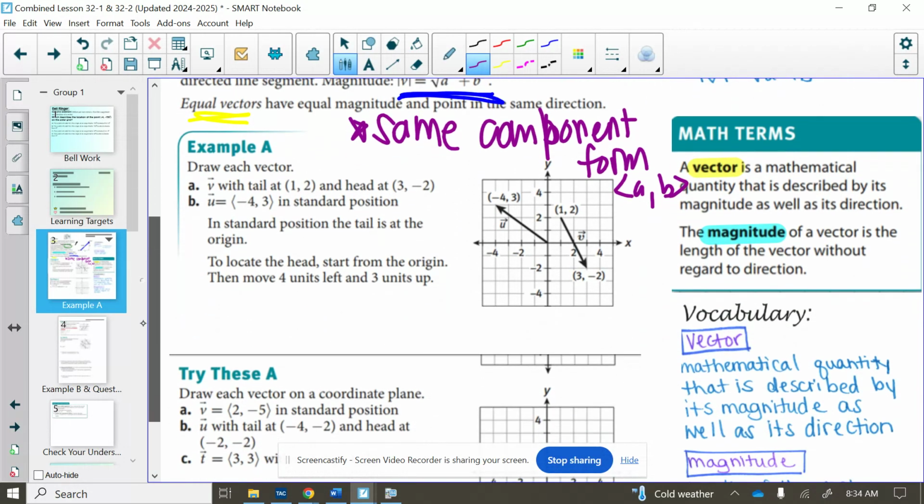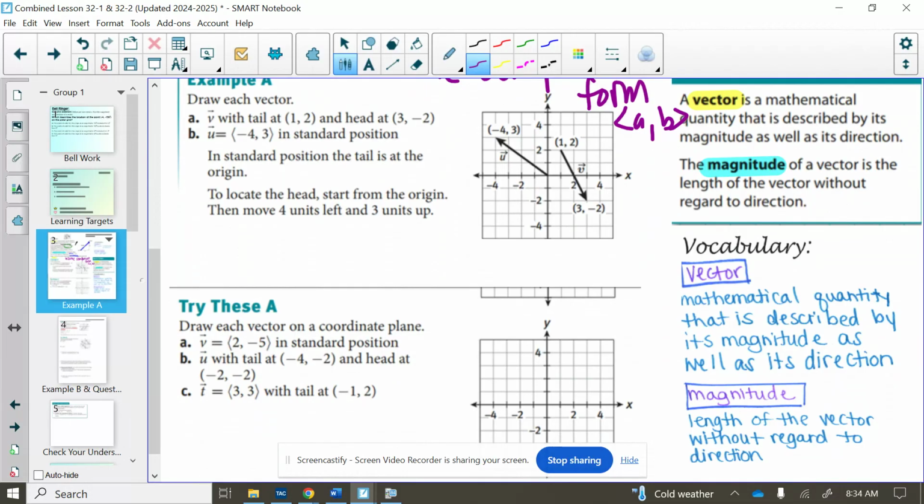So we see here a couple examples of our vectors being drawn. One of them is being told that we start at (1, 2), that's the tail, and then the ending point, the head, is at (3, -2), so we could draw that in. Another thing that you might see is the word standard position. That just means that your starting point, your tail, is at the origin, and in this case, you are moving left 4 and up 3 units.